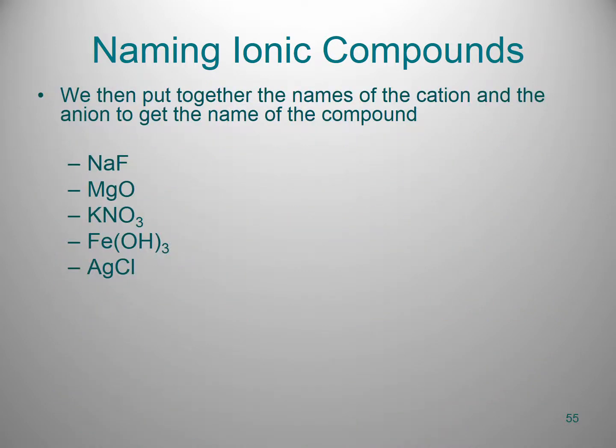All right, so then we just put the names together, the cation first and then the anion. So NaF would just become sodium fluoride. So you don't have to use ion for the positive ion. You just put the sodium ion and the fluoride ion together, sodium fluoride. So MgO would be magnesium oxide.